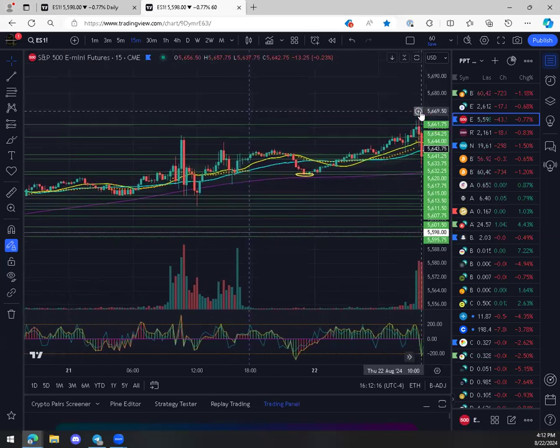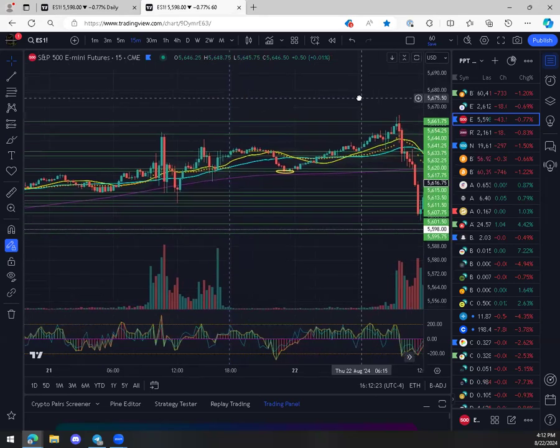You can see after this failed breakout, when we had the down, you can see the increase in the vertical volume, especially on the open.